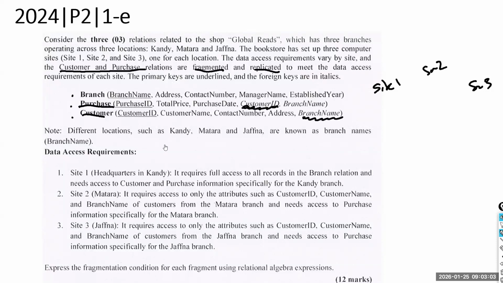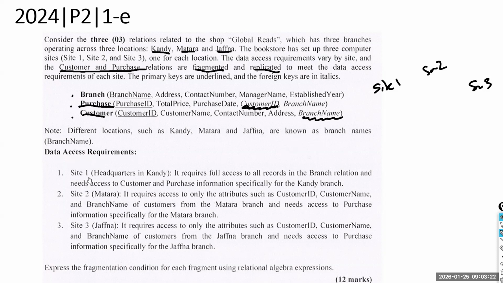Note different locations such as Kandy, Mathur, and Jaffna. Yes, Kandy, Mathur, and Jaffna are known as branch names. Those are the branch names. Okay, data access requirements. So these are three branches.